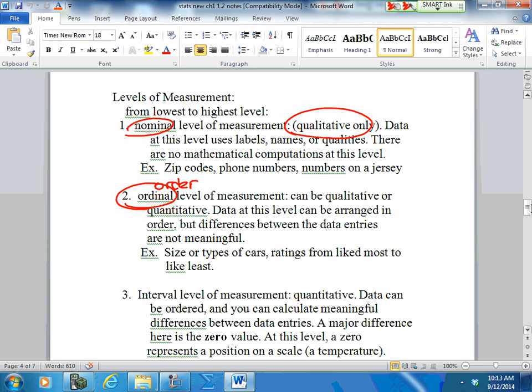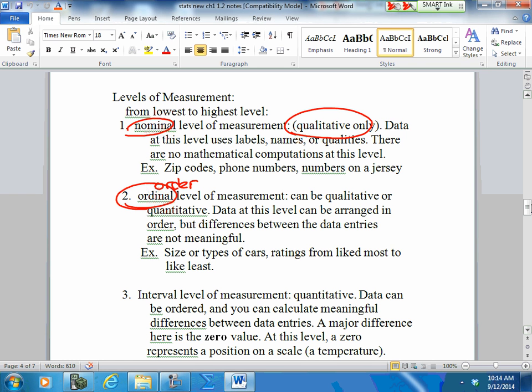The cars. Remember we did the one with the cars? If we listed them like the smallest car to the largest car, even though the car is a nominal name, we're giving some kind of order to it. We always go for the highest level of data here. So the highest level would be ordinal.